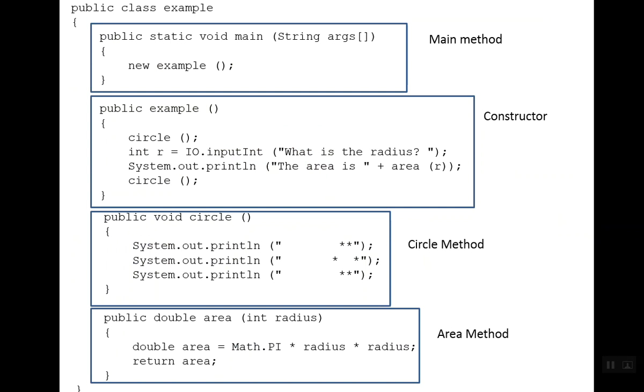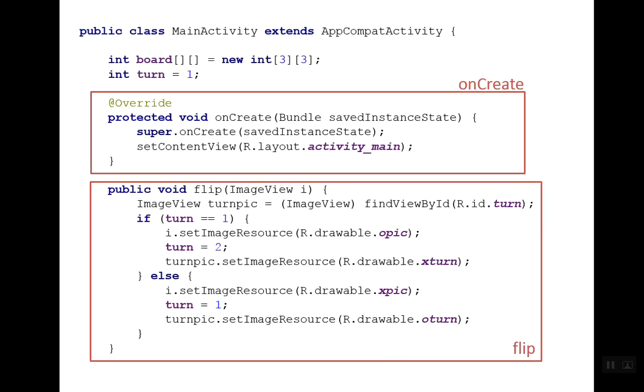An example we saw last year in grade 11 was a main method, a constructor, and then the two big ones that I want you to focus on are the circle method and the area method at the bottom there. Those are custom written methods that we developed ourselves last year. This year, when we're working in Android Studio, we've also had methods already. We've already seen the onCreate method, which we're not supposed to touch. And then we started to build some of our own methods.